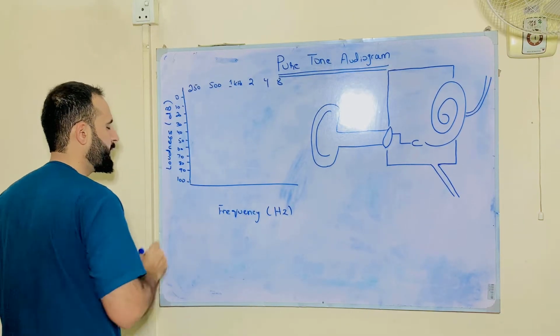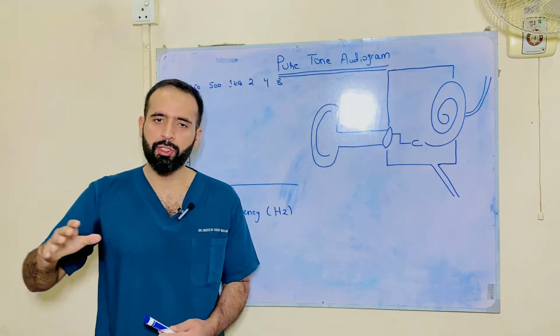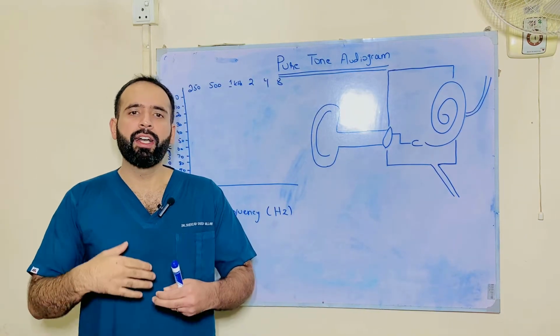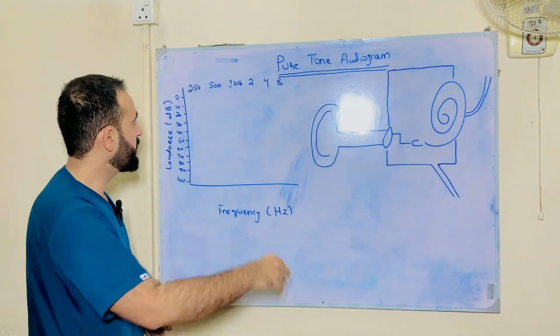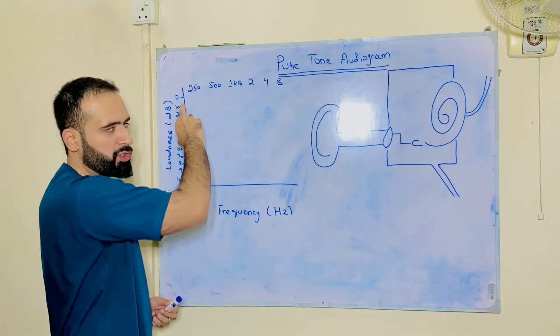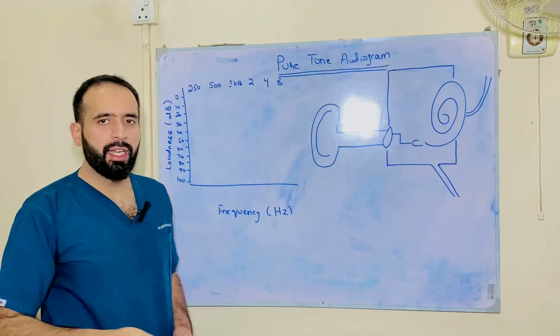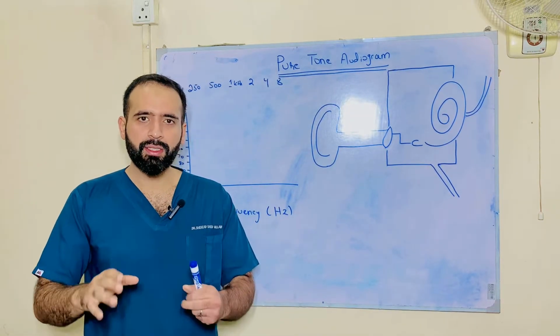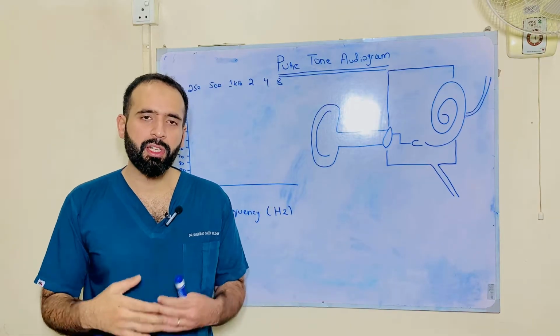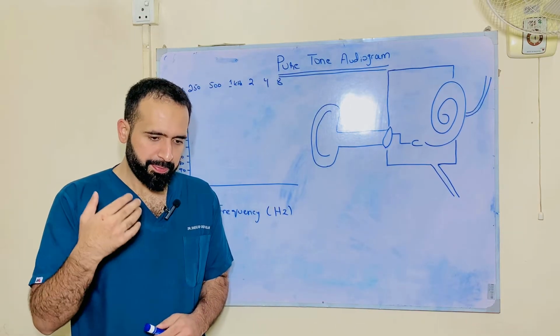So what I have done is I have taken my speech, which is a combination of different frequencies, and broken it down into representative or fundamental frequencies, which range from 250 to 8000 Hertz, and I'm going to be testing them at different levels of loudness. This is how a pure tone audiogram works.